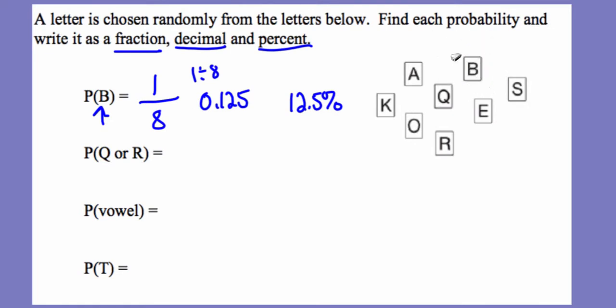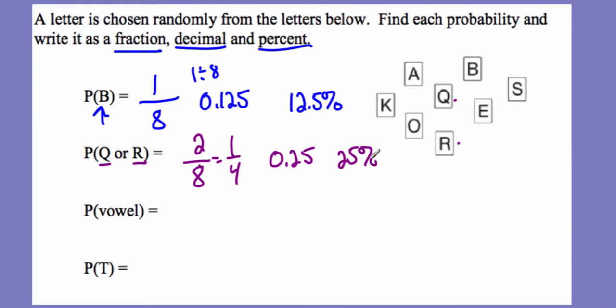Then I want to know what are the chances of getting a Q or an R. So I'm fine with either one of them. Well, there's one Q, there's one R, so there's 2 ways of getting what I want out of 8, which is a 1 out of 4. As a decimal, that's 0.25 or 25%.